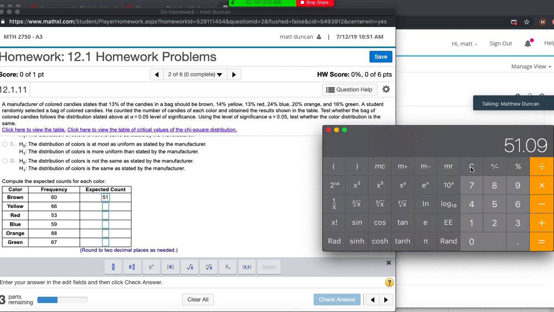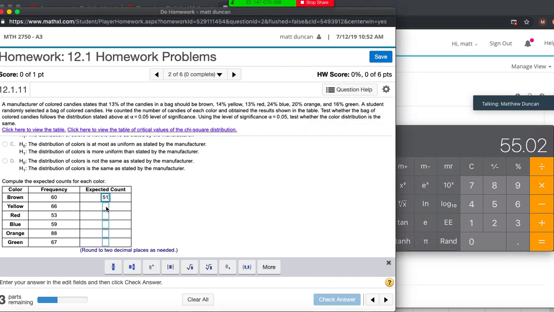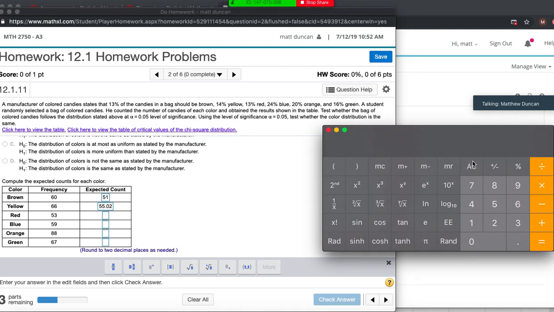Right, so I'm going to do this for each one. So 393 times, for the yellow, I expect 14%. So we expect 55 roughly. Oh man, it wants 2 decimal places. Okay, 55.02. Sorry, I forgot what the other one was. 393 times 0.13. So 51.09.